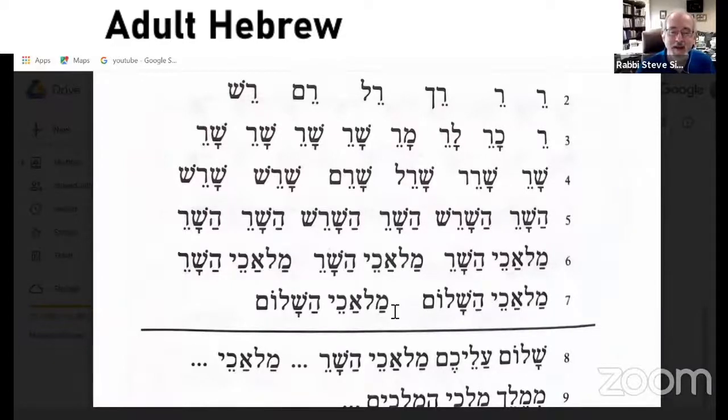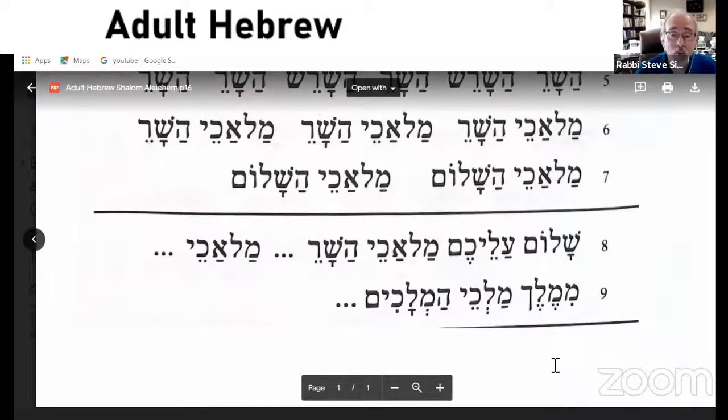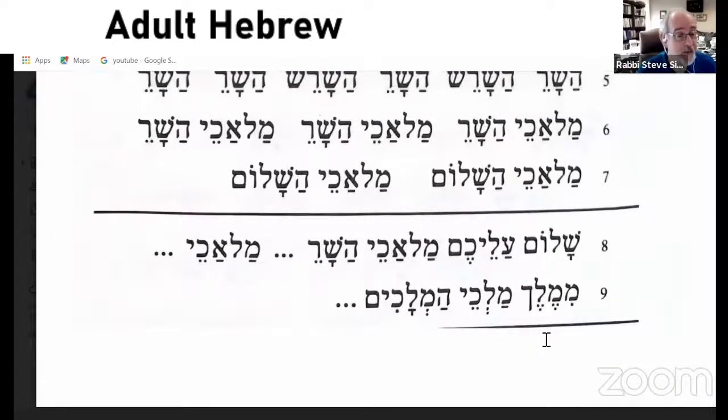Here we go. Last 2 words on line 7. Mal-ache, ha-shalom. Once more, line 7. Mal-ache, ha-shalom. And now look at lines 8 and 9. Not only have you learned all those letters and vowels, but lines 8 and 9 are the words that you've learned from the Shalom Aleichem. So if you had the Siddur open, you could easily read these words excerpted from the Shalom Aleichem song prayer.